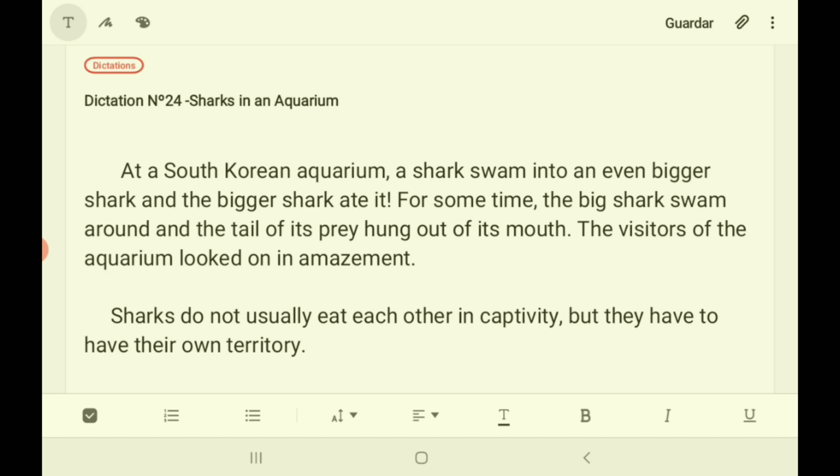At a South Korean aquarium, a shark swam into an even bigger shark, and the bigger shark ate it. For some time, the big shark swam around, and the tail of its prey hung out of its mouth. The visitors of the aquarium looked on in amazement. Sharks do not usually eat each other in captivity, but they have to have their own territory. Okay?